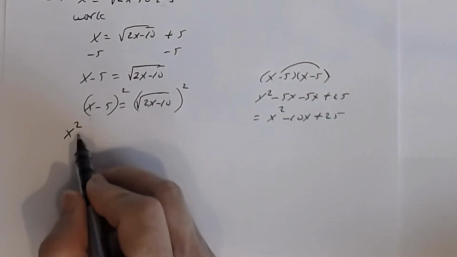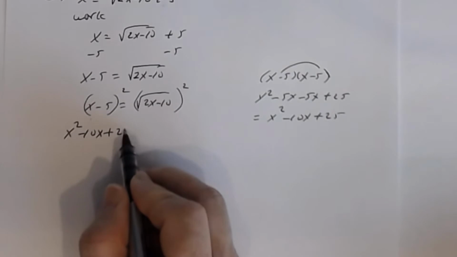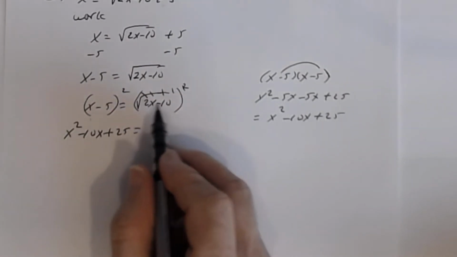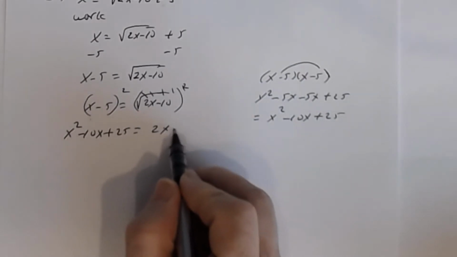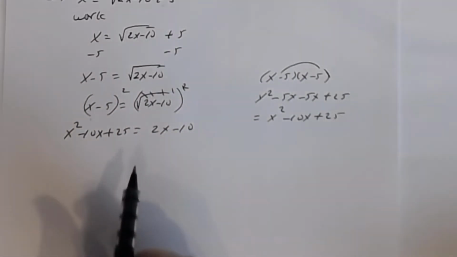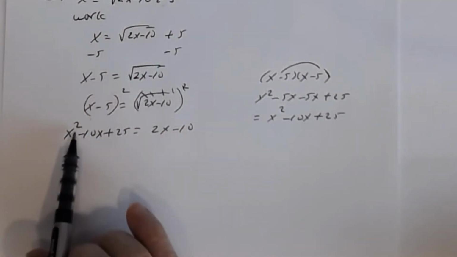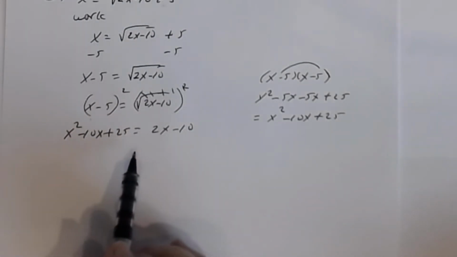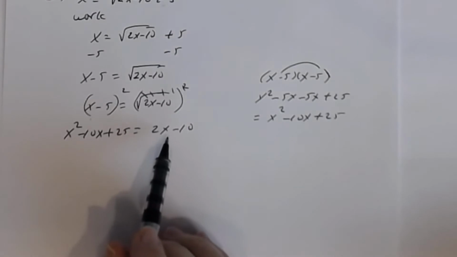So I get x squared minus 10x plus 25 equals, and remember, the square and the square root undo each other. So you're left with 2x minus 10 on this side. All right, so notice I went from a square root equation to a quadratic. And the only way you know how to solve a quadratic in this course is to use factoring.